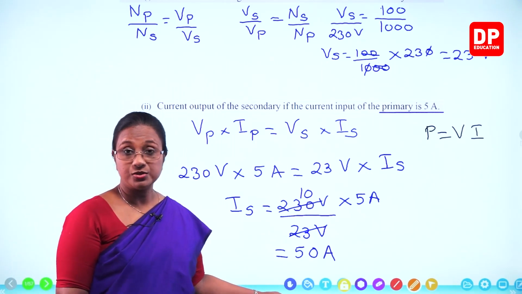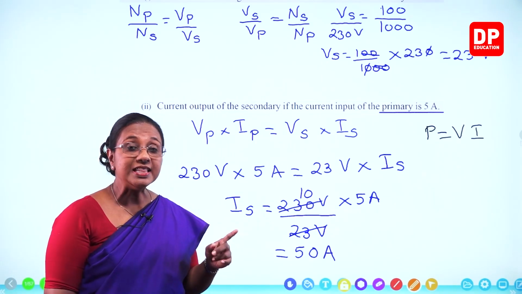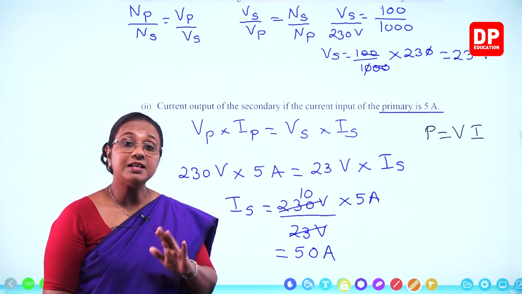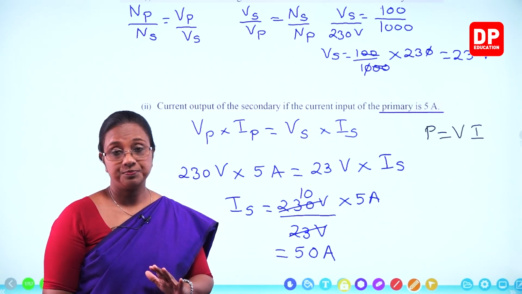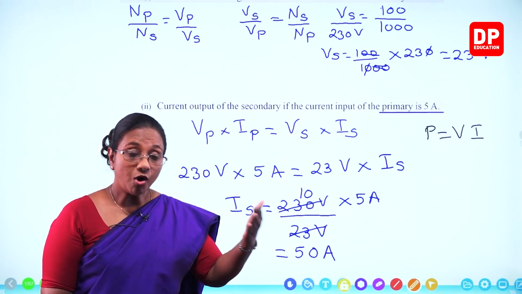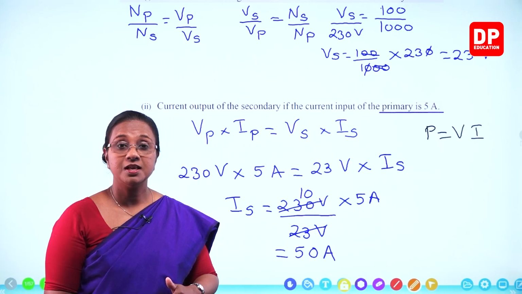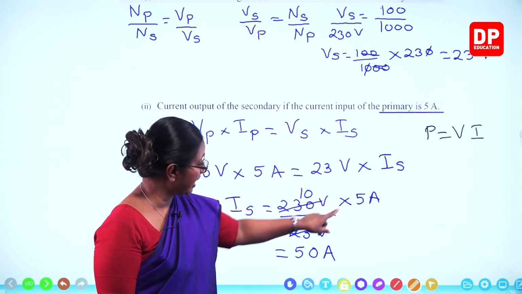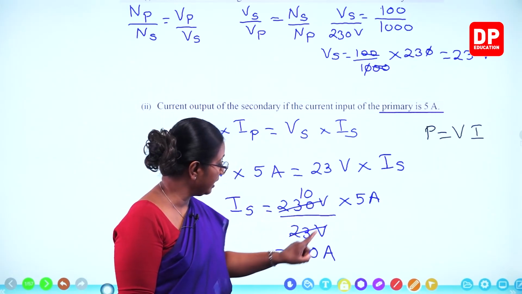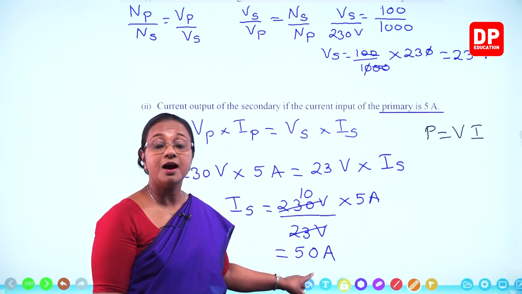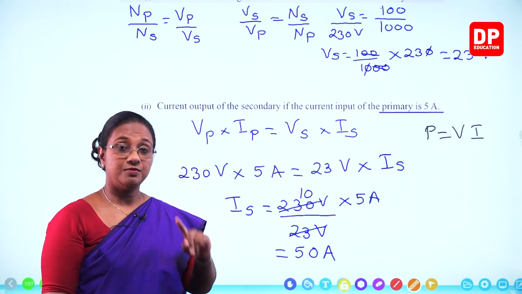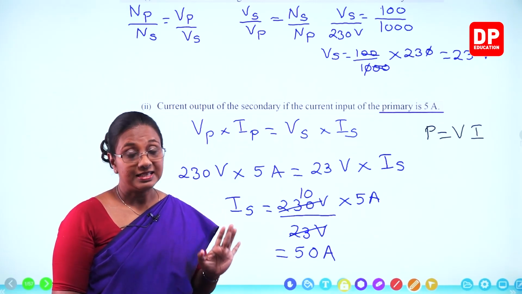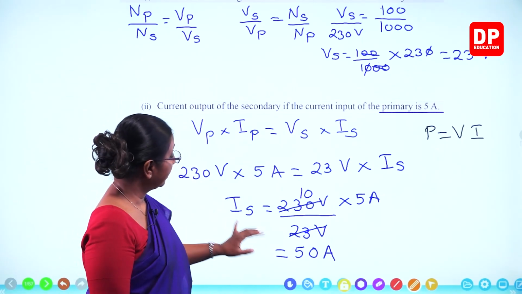You all know this also, I have told you. When the voltage decreases, the current increases. Still the ratio is going to be the same. How? Voltage decreases 10 times, the current increases by 10 times. You can understand that here. From 5 ampere input, we get 50 ampere output. They are opposite. When voltage decreases, current increases. Is that clear, students?